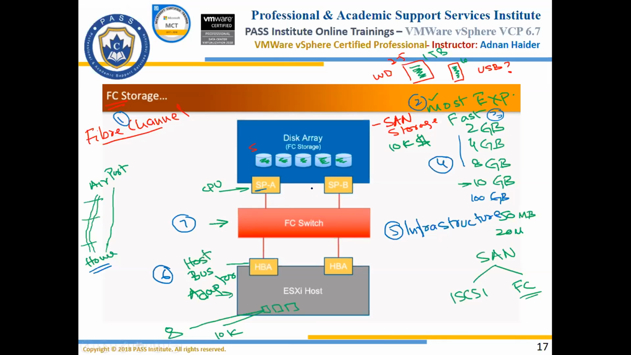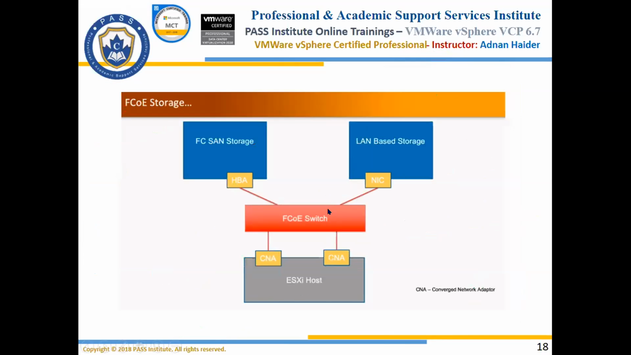Guys, a little cheaper solution is FCoE. So if your company is not willing to pay for the FC storage, HBA will definitely be there, but FCoE can connect to HBA, and it can connect to a normal NIC as well. Here you can see it's a normal NIC where the normal storage is connected. So this is known as FCoE, which is Fibre Channel over Ethernet.